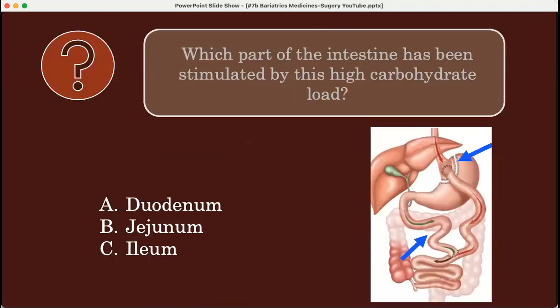So which part of the intestines has been stimulated by this high carbohydrate load? This is just a question asking you if you remember the name of this segment of small bowel that's attached to that small pouch of the stomach. The answer is the jejunum. So it's getting this massive load of carbohydrates.